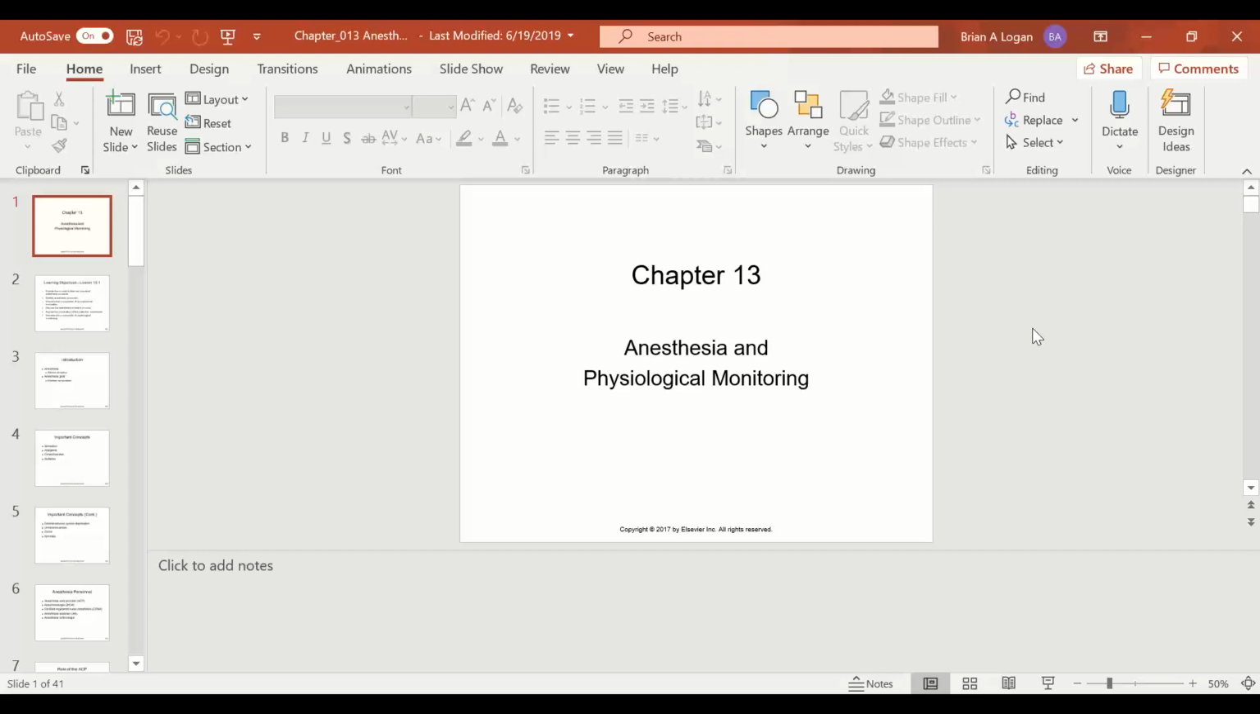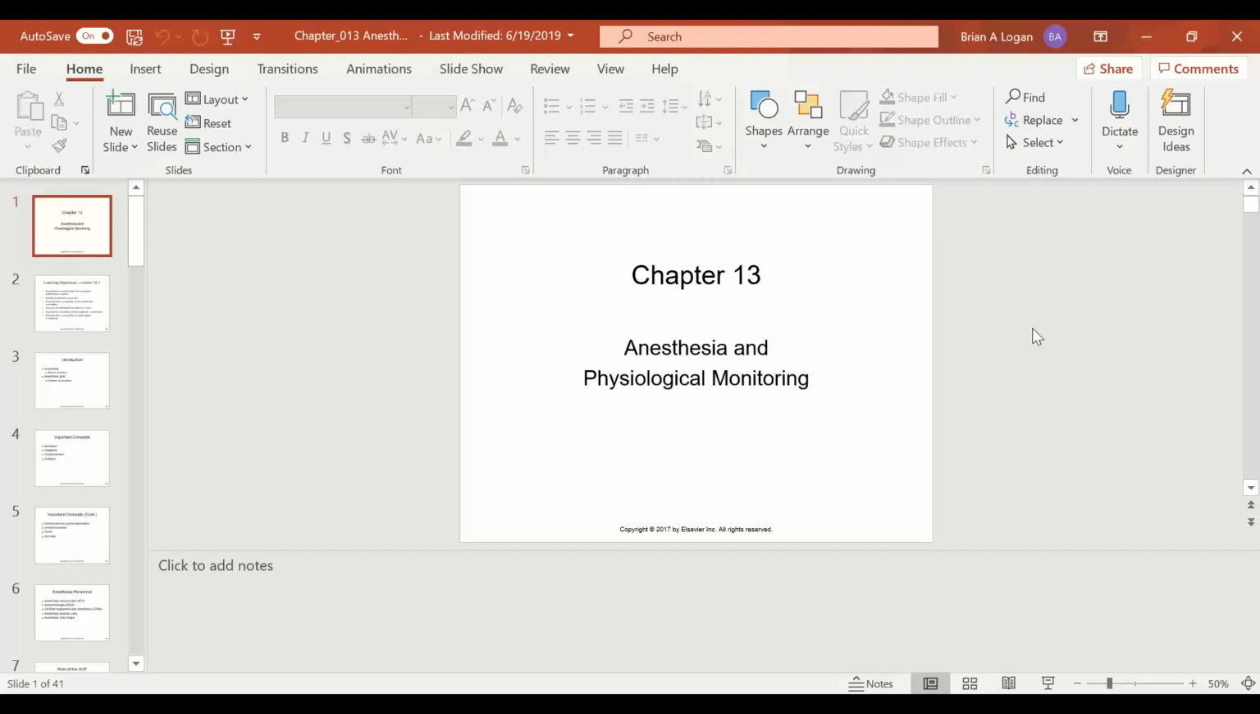Alrighty, welcome back everyone. This is chapter 13, Anesthesia and Physical Monitoring. We just got done talking about chapter 12, Pharmacology, and some of the different drugs that we use in the operating room, what they're used for, why we combine certain things for that synergistic effect, trying to make things last longer, right? Trying to make your local last longer with the addition of epinephrine in it.